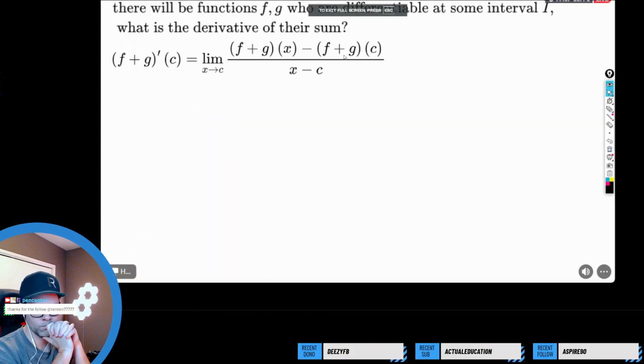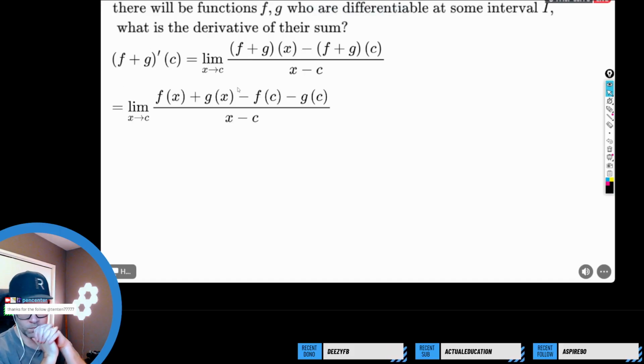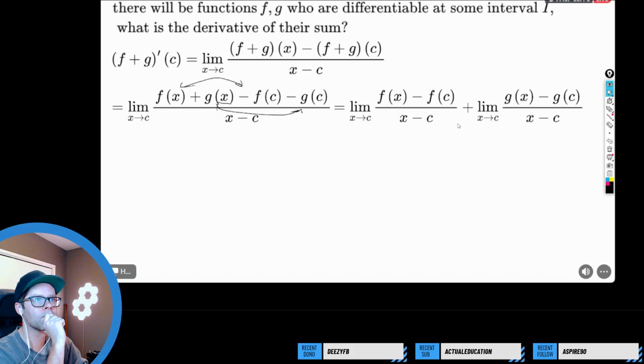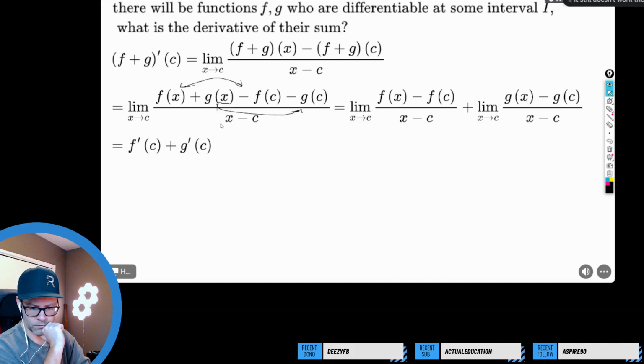So it is differentiable, because we can see that if we take it, we can just take both of these and split them, and both of them are just the derivative of f and g at c. So we ended up with this being the derivative of their sum, which we will be using later.